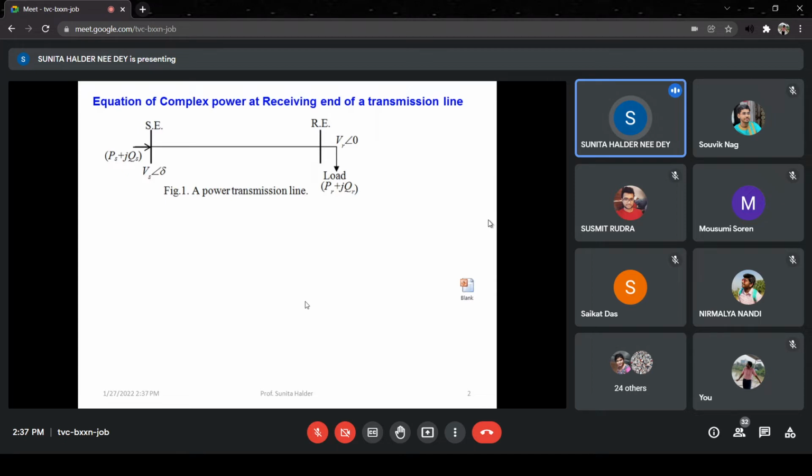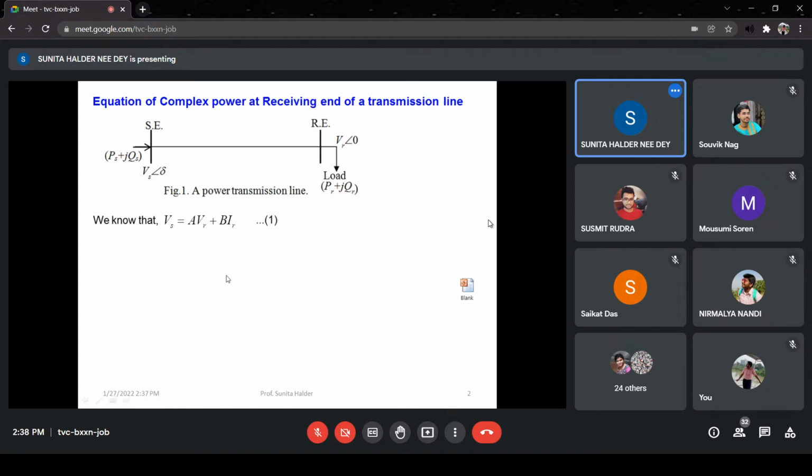This is mostly applied at the receiving end side because we are more concerned about receiving end power rather than sending end power. That means what will be the receiving end power, and what will be the condition to apply the receiving end power? That is our main concern. In that way, we shall set our sending end parameters. So that's why the stress will be given more to the receiving end power circle diagram.